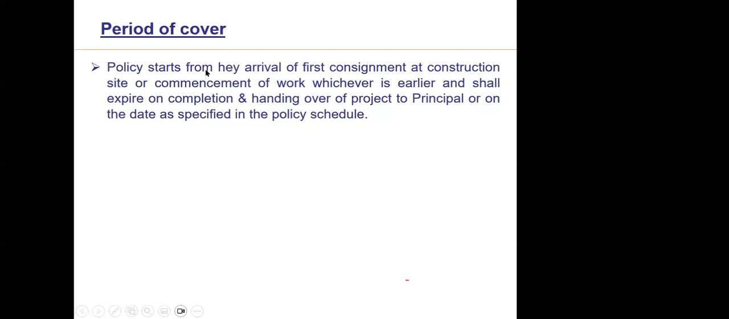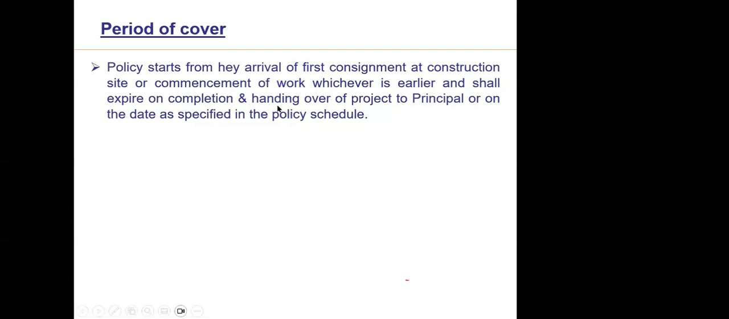It starts from the date of arrival of the first consignment at site, and it ends on completion and handing over of the project to the principal or on the date as specified in the policy schedule. Now, there are two dates for starting. There are two dates for ending. I'll explain. Starting, if the material has arrived on 1st of July, this is the project starting date. Or even before arrival of material, the work has started. Temporary office they have constructed.